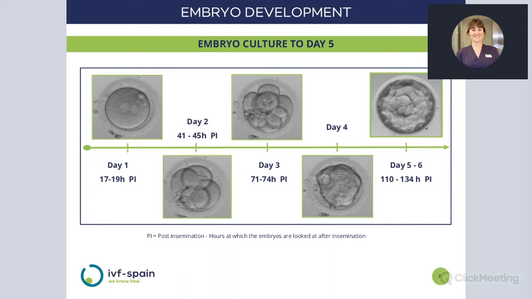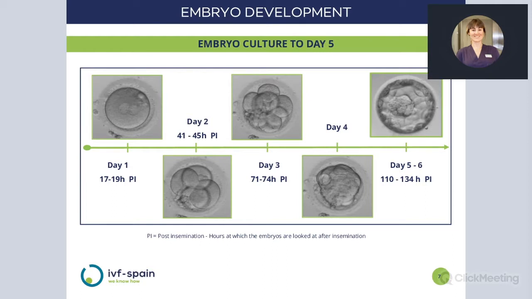So we have spoken about fertilization. Now we're going to start speaking about embryo development. The day after fertilization, the embryos, if they have fertilized properly, should look like the first picture on this slide. You can see that the egg has two bubbles. These bubbles are called pronuclei. It means that the egg is correctly fertilized.